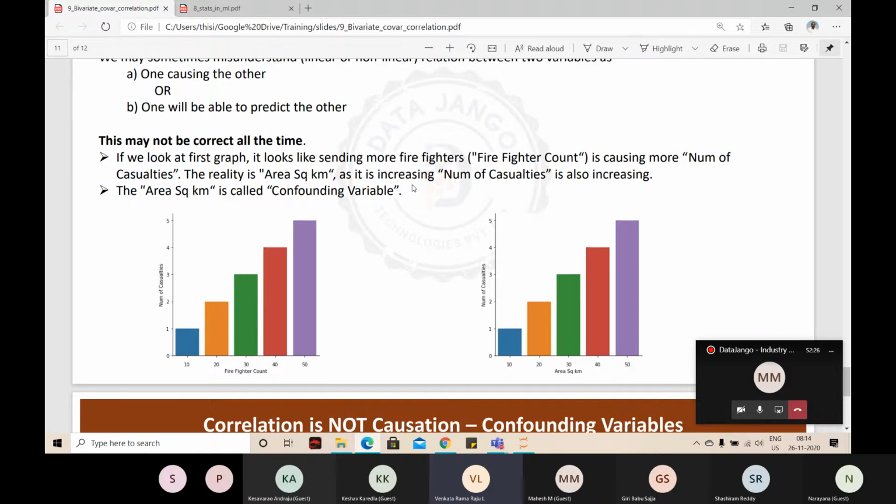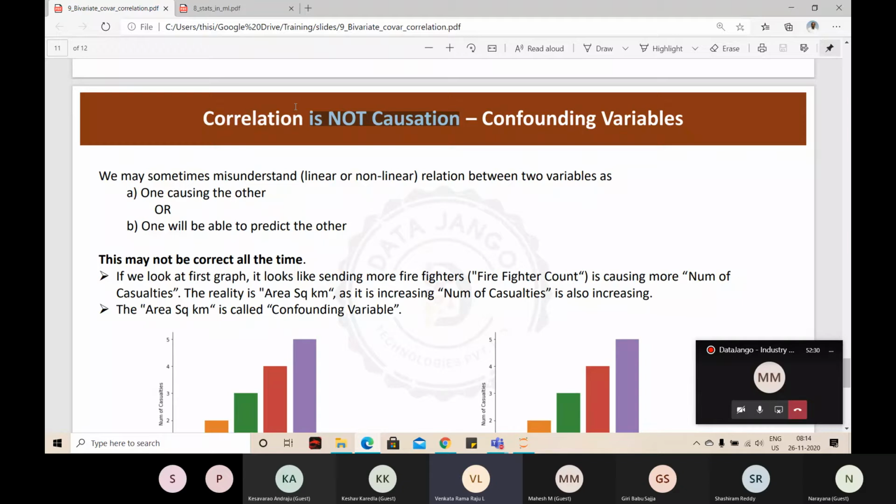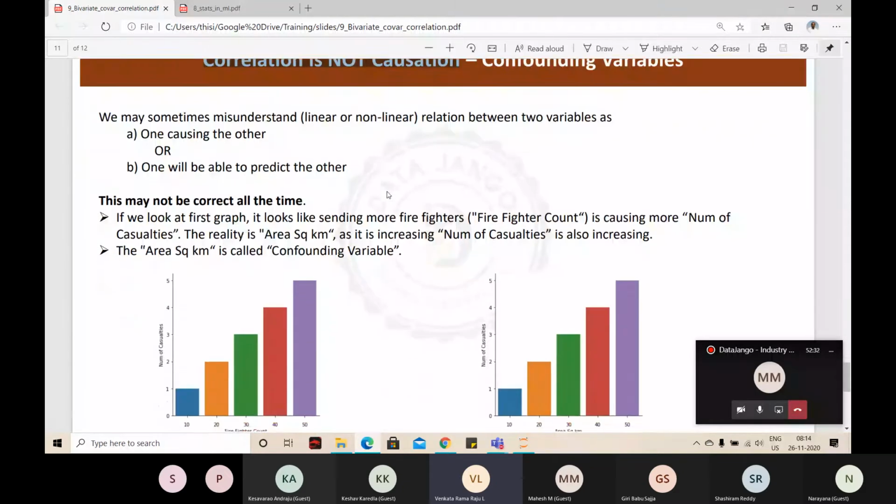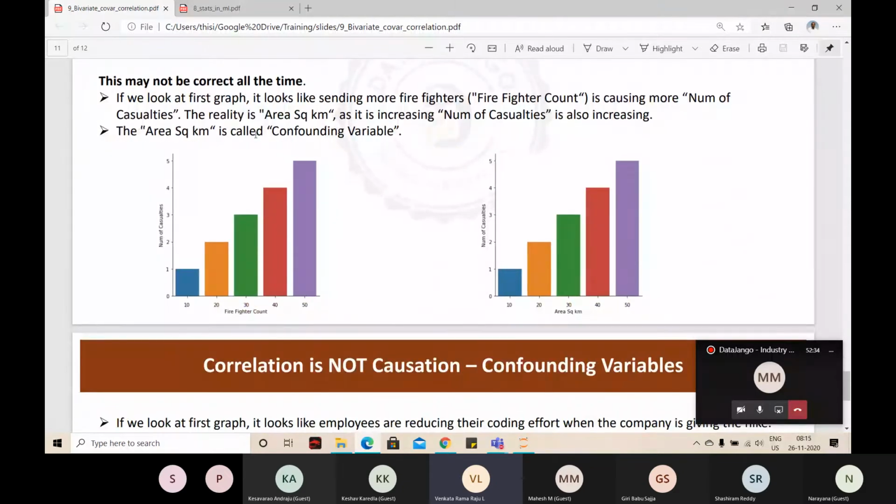Okay, so correlation is not causation is one concept. In interviews people may ask, and the confounding variable is one more concept you need to remember. Confounding variable is the variable which is actually affecting the relationship. The number of firefighters is not the confounding variable. Area is the confounding variable.